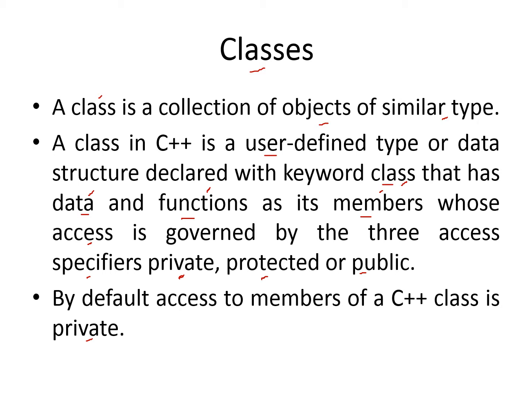Okay, that is, a class is a collection of objects of similar type and is a user-defined data type denoted by the keyword class, and the members are data and functions. That is data members and member functions. And access can be private, protected, or public. Normally, by default, the access is private.